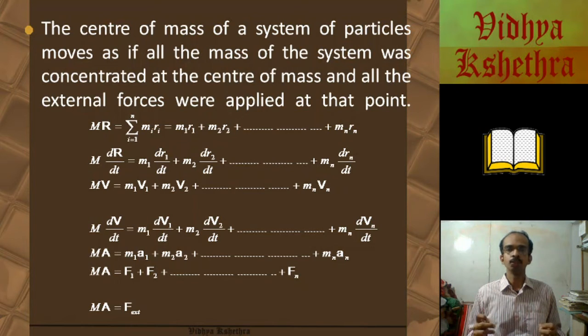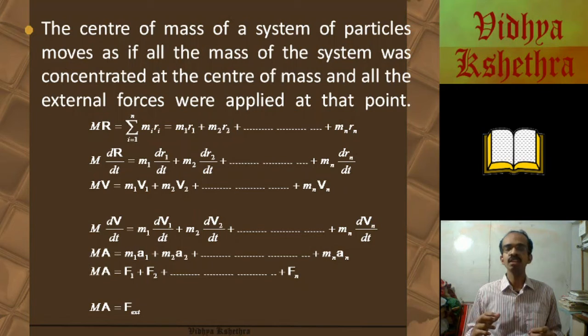Then M r is equal to m1 r1 plus m2 r2 plus etc. to mn rn. Now differentiating on both sides, we get M into dr by dt is equal to m1 dr1 by dt plus m2 into dr2 by dt, etc. to mn drn by dt. But we know that dr by dt, which is the rate of change of position, is the velocity. Hence, M v is equal to m1 v1 plus m2 v2, etc. to mn vn.